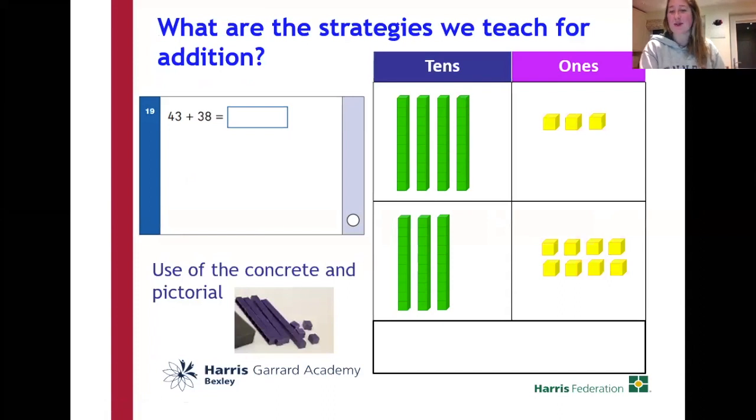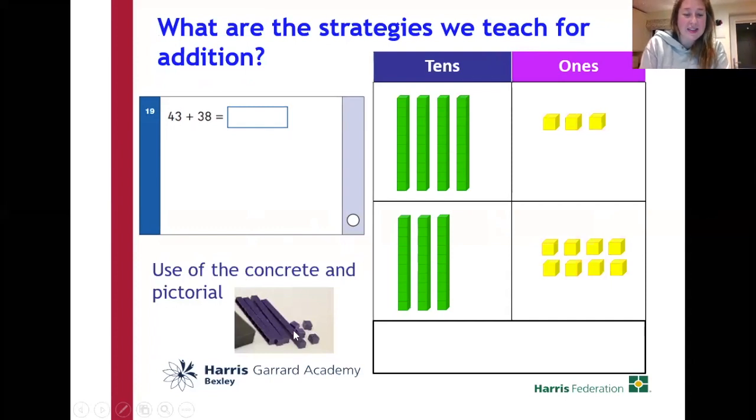Okay, right, but you're saying those are really easy. What about further through the Key Stage 1 SATs paper? So what strategies do we teach for addition? Here, this is a little bit more tricky, and it's more challenging because we've got our 3 ones and our 8 ones make more than 10. So we're putting them back into the concrete to start off with.